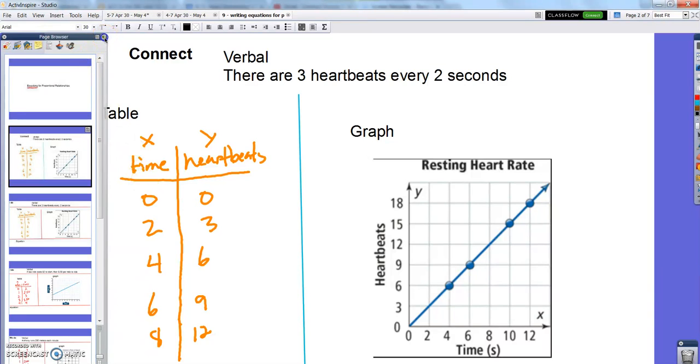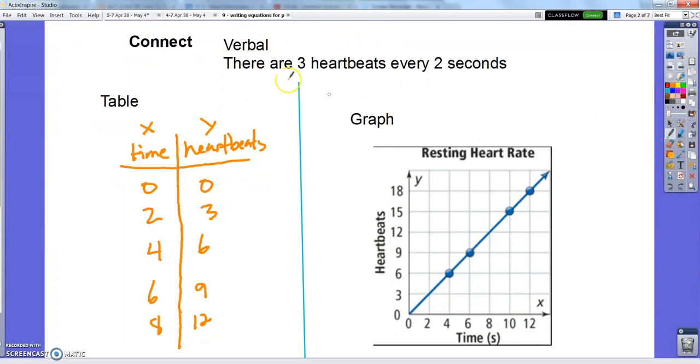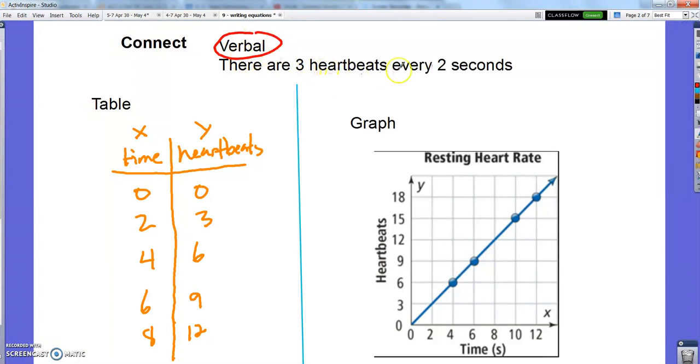It relates heartbeats and seconds, right? So we've represented this in three ways before today. Verbally, just in words: there are 3 heartbeats every 2 seconds. We've represented it with a table: 0 seconds, 0 heartbeats; 2 seconds, 3 heartbeats; 4 seconds, 6 heartbeats, and so on. And we've represented it with a graph that looks like this, and we've learned how to tell the unit rate right there, and the constant of proportionality, and 0, 0, and all that good stuff, those 3 ways.